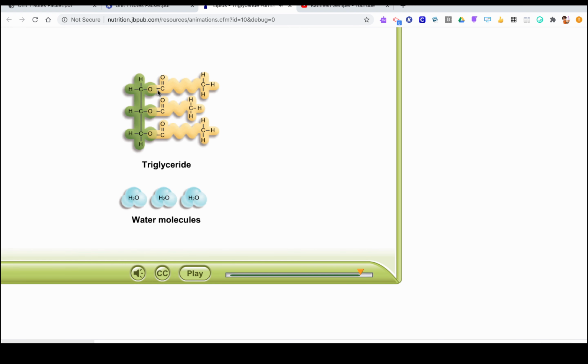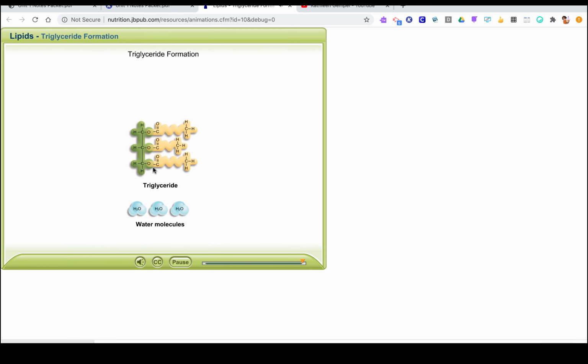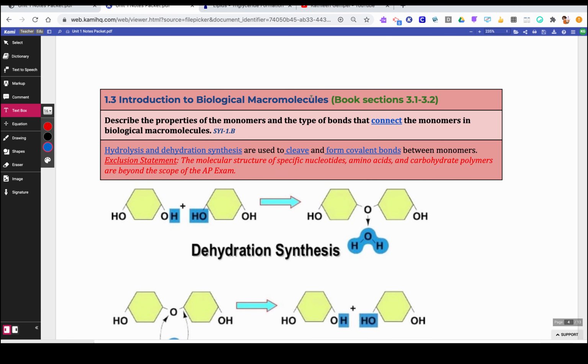All right, so this bond here is called an ester. It's going to be C, carbon, oxygen, carbon, double bond, oxygen. That's an ester linkage. And it's formed by dehydration synthesis or condensation, water coming out. That's the ester. Okay. So that's on triglycerides, but remember, it's going to be the same type of reaction whether we're making a protein, a lipid, a carbohydrate, or even a nucleic acid. All right, so let's see what else we have here for animations.